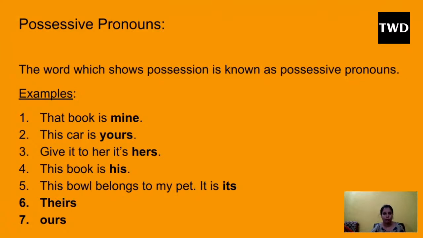This car is yours. When you are pointing to somebody else, you tell your friend, this car is yours. I have gifted it to you. This book is yours. I am giving this book to you as a gift. Give it to her. It is hers. This book is his. This bowl belongs to my pet. It is its. Also, we have possessive pronouns like theirs and ours. Just one thing I want you to keep in mind, please do not use an apostrophe whenever you are using possessive pronouns.